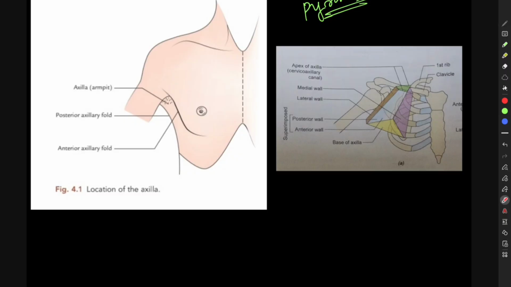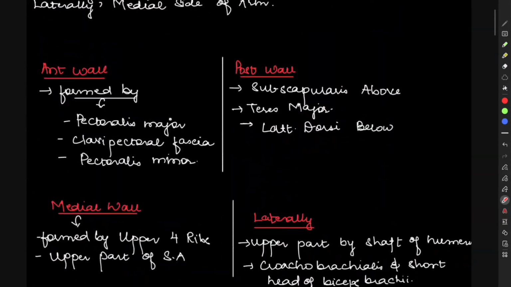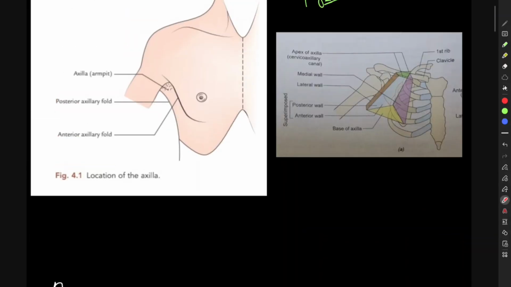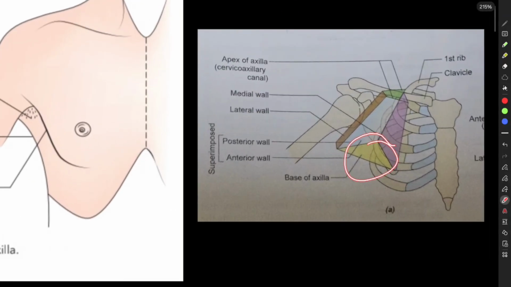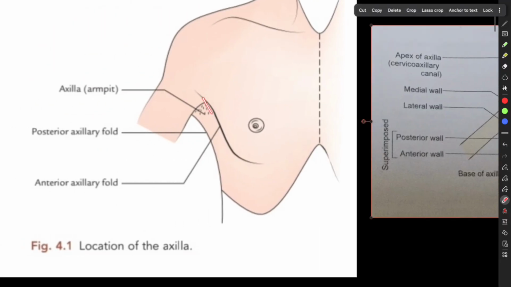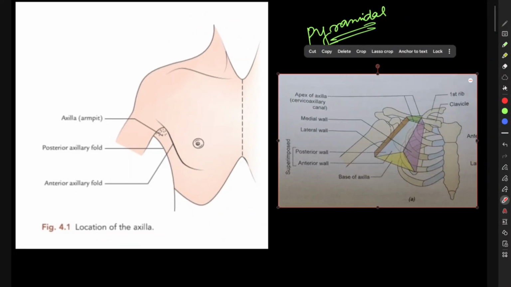Now, talking about the floor of the axilla, that is the base of the axilla. I don't have another diagram for it. The base of the axilla is basically directed downwards. Now this is the anterior axillary fold and this is the posterior axillary fold. So the base basically extends from the anterior axillary fold to the posterior axillary fold. Axillary folds are nothing but the folds of the skin in which a margin of a muscle is enclosed.